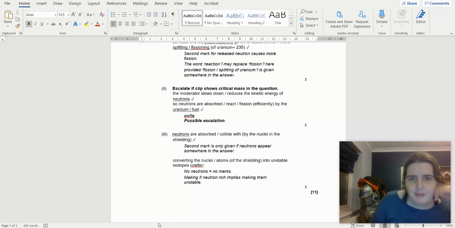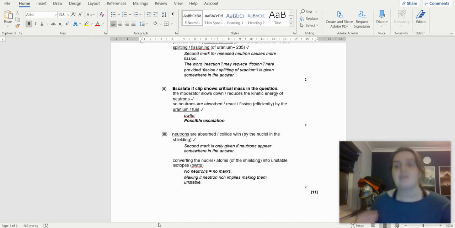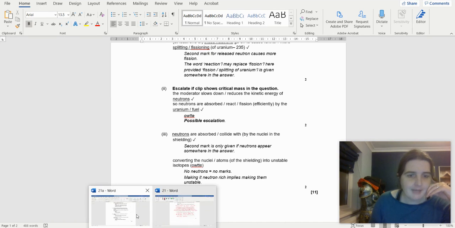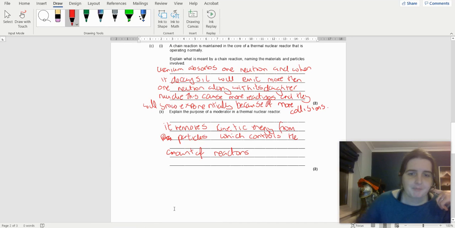It does talk about critical mass. I do understand about critical mass, but it's not something that I would have actually brought up in this question, and I understand some people would. But when it says escalate in an exam mark scheme, it means that it would have gone to another examiner to actually check your answer. Okay, because you can waffle about physics, but it might not be correct physics, which is why it needs to be escalated. Okay.